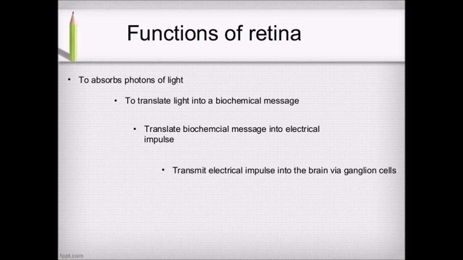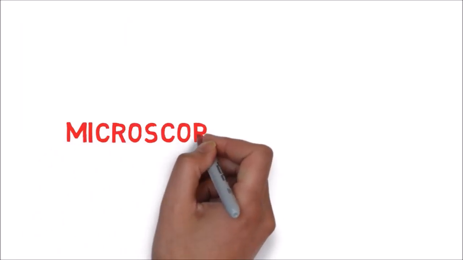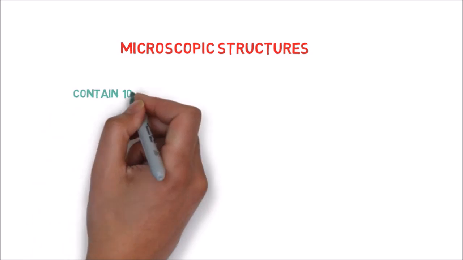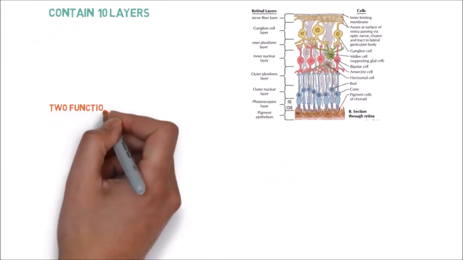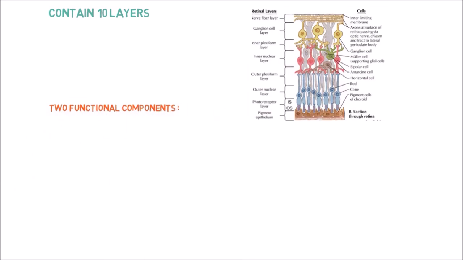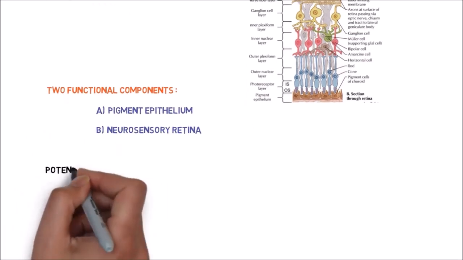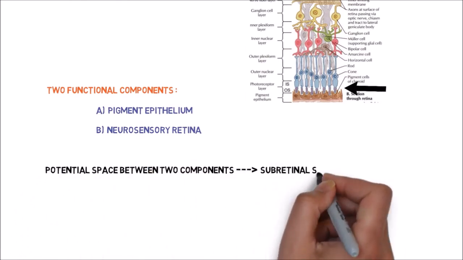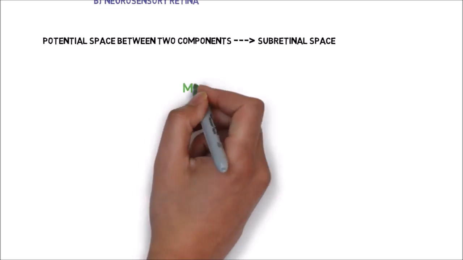To understand the function of the retina, we must know the microscopic structure of the retina. It has 10 layers and 2 functional components, namely the pigment epithelium and the neurosensory retina. There is a potential space between these two components that is known as the subretinal space.